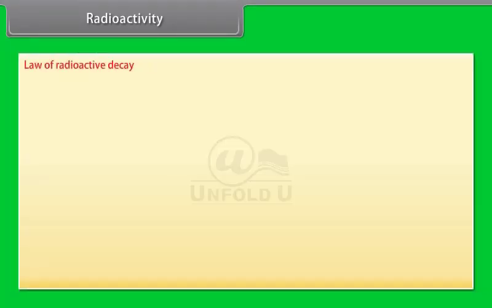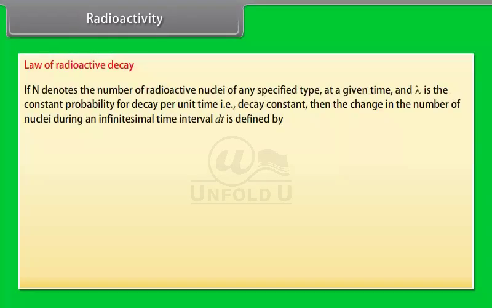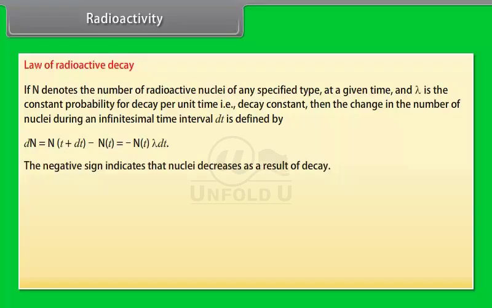Law of radioactive decay. If N denotes the number of radioactive nuclei of any specified type at a given time, and λ is the constant probability for decay per unit time, that is, the decay constant, then the change in the number of nuclei during an infinitesimal time interval dt is defined by dN = N(t + dt) - N(t) = -N(t) λ dt. The negative sign indicates that nuclei decrease as a result of decay.